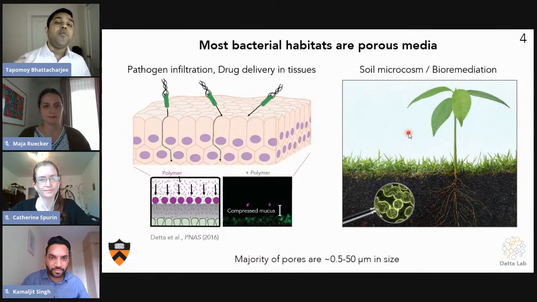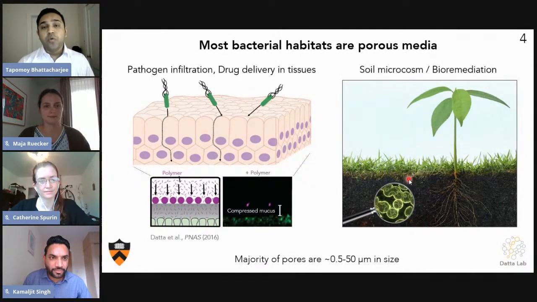So, for example, if you want to model how an infection spreads through tissues, or you want to develop an effective bioremediation strategy where a population of bacteria will effectively navigate through soil and degrade a pollutant, the first thing we need to know is how these bacteria are moving through such complex porous environments.